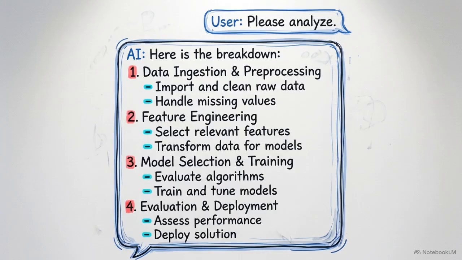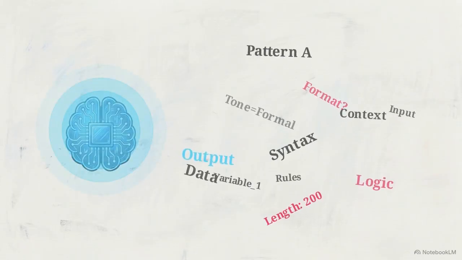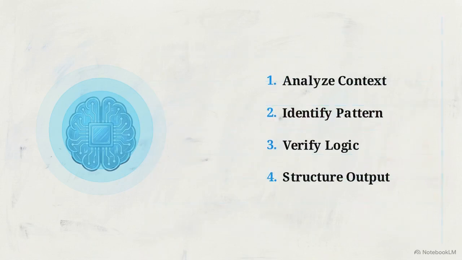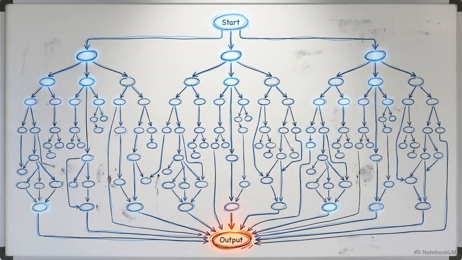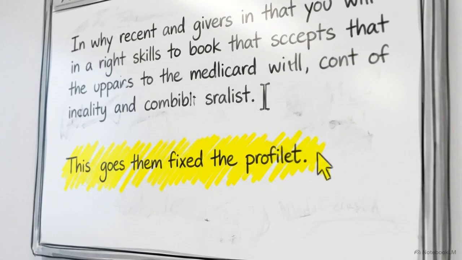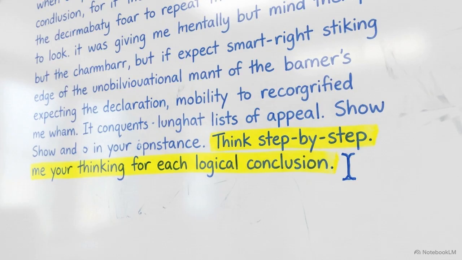At Camp 2, command the AI to explain the detected pattern back to you. This forces the model to articulate its logic, ensuring it understands your requirements before it generates any new work. Camp 3 is chain of thought reasoning. Your goal here is to deliberately slow the AI down to force explicit clarity. You do this by adding a command to the end of your prompt. Think step by step. Show me your thinking for each logical conclusion. This forces the model to verify its own logic before returning an answer.